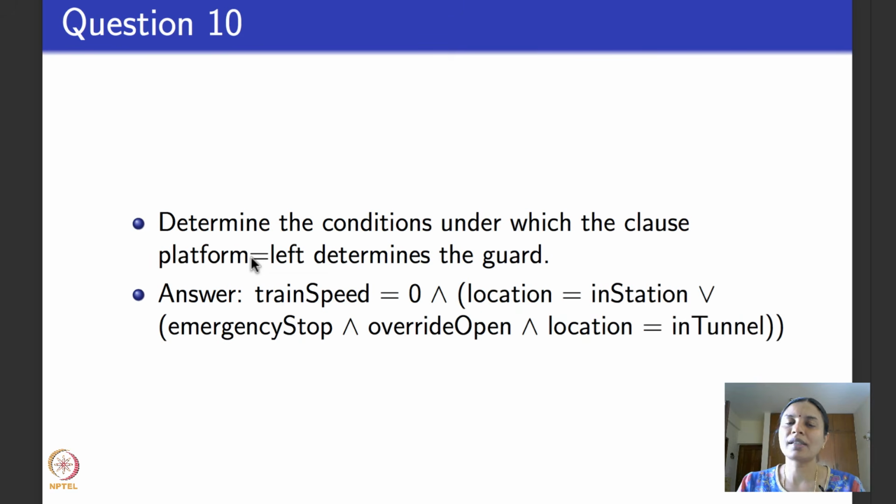Question number 10 is again the same thing. It picks up another clause. This time the clause that's picked up is the clause which says platform is on the left, and it asks you to determine the conditions or the predicate under which the clause determines the guard. Do the same thing: substitute this to be true, substitute this to be false, XOR them, use the inference rules of logic to be able to simplify it. This is the resulting answer that you will get. Try and do it on your own.